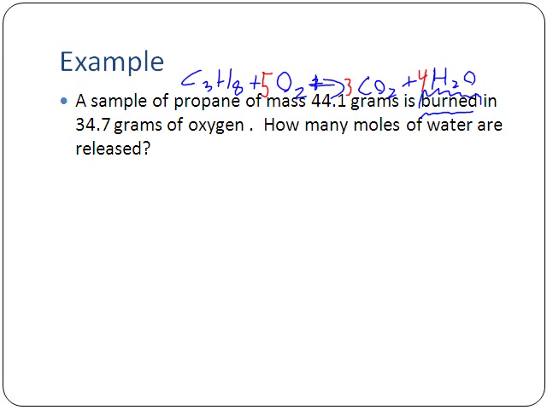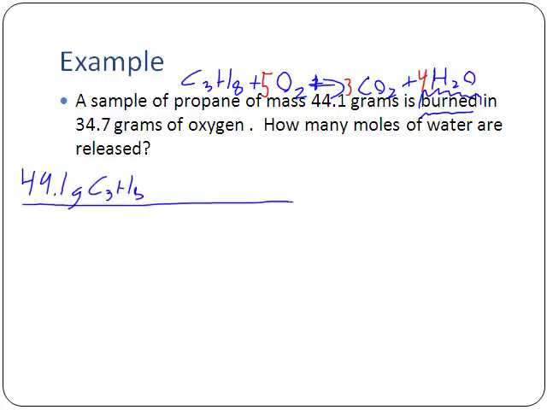Now, we're told we know the amount of propane, 44.1 grams, and we know the amount of oxygen, 34.7 grams. We don't know which one limits. We've got to figure that out first. And so this is what we're going to do to start things off. Let's pick one to start with. I always like the first one, so I'm going to start with the first one again, 44.1 grams of propane, which is C3H8.